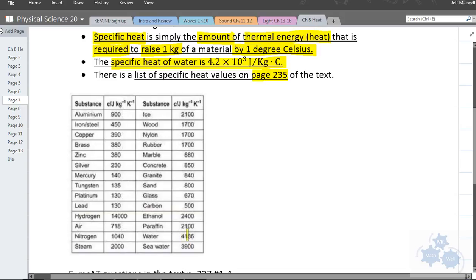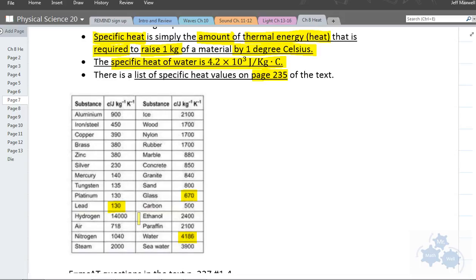Look at how high this number is. Super high, compared to something that's quite a bit lower, like glass. Look at that, glass and water. So if you heat up glass, it'll get pretty hot pretty quick compared to water. Or look at this, lead is also really small. If you were to heat up a piece of lead, the temperature would rise just like that because it can't hold a lot of heat.